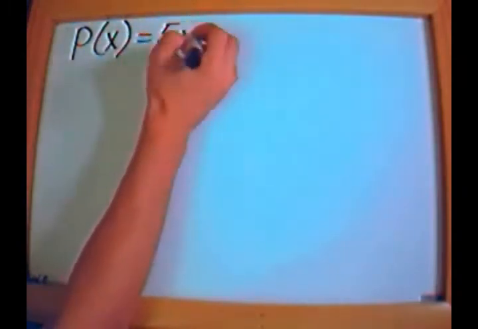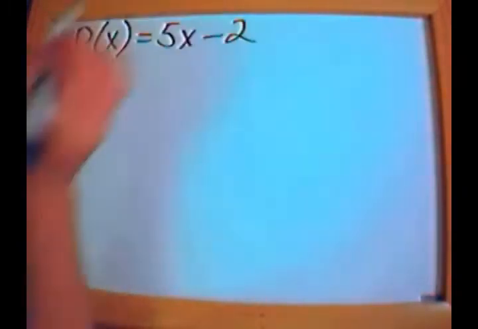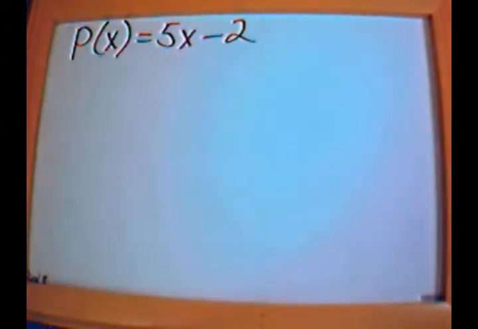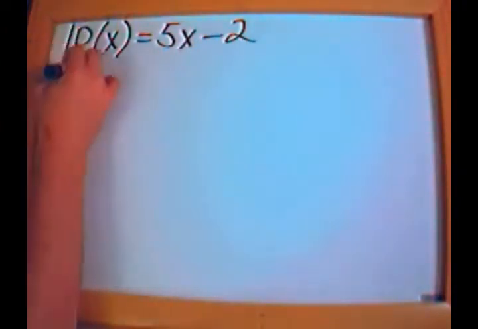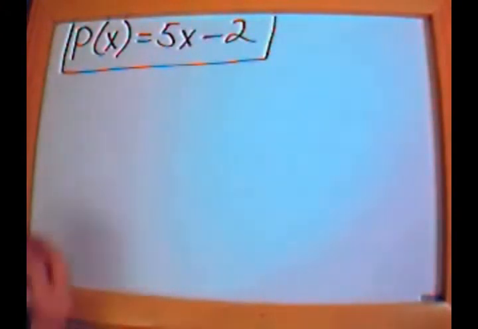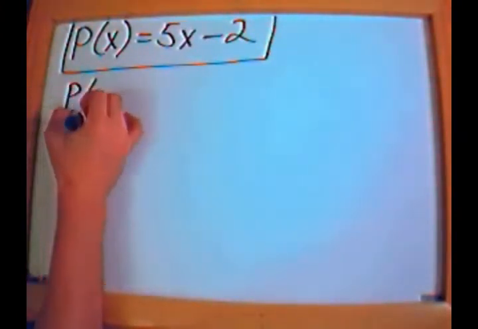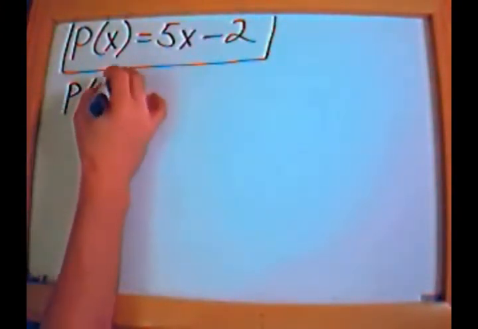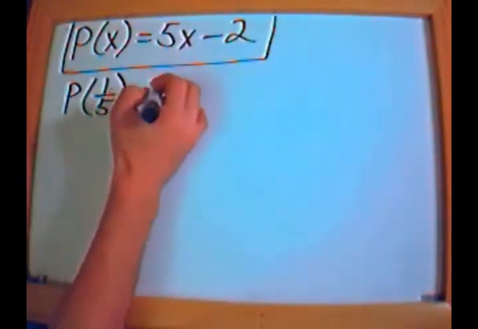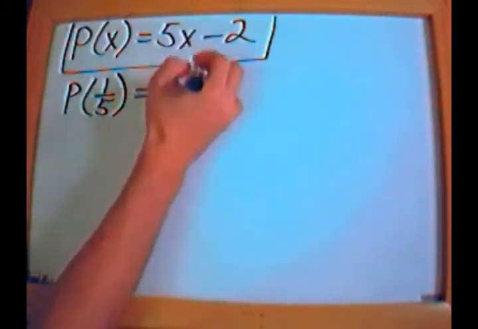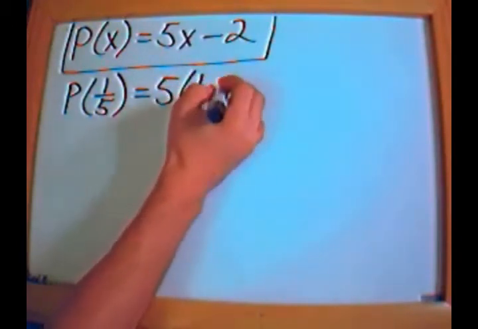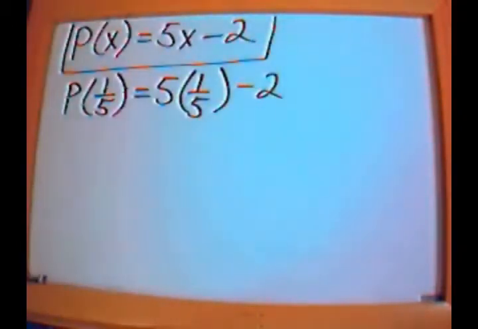Okay, we'll do something a little more challenging, but basically the same idea. What if I have p of x, this is my function, equals 5x minus 2. That is my function, and I'm going to draw a box around that and leave that alone. And what if I want to evaluate p of 1/5, which means x is equal to 1/5? Well, I'm going to have 5 times, and then the x is going to be 1/5, minus 2.